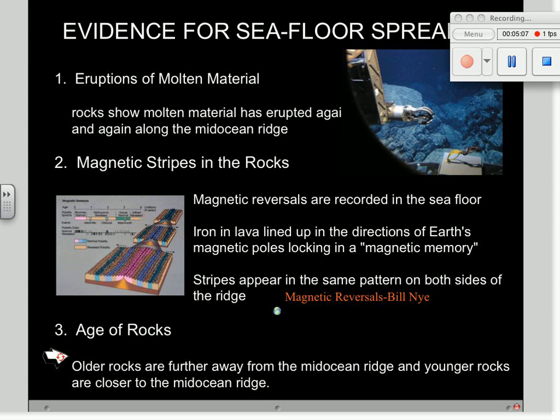So again, just to review, the three categories of evidence to support seafloor spreading are eruptions of molten material, magnetic stripes in the rocks, and the age of the rocks.